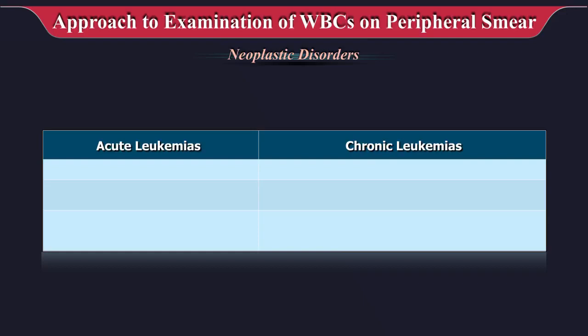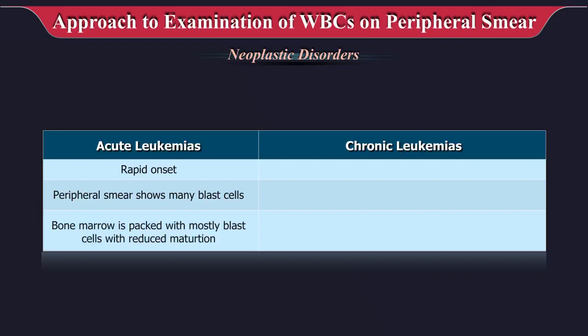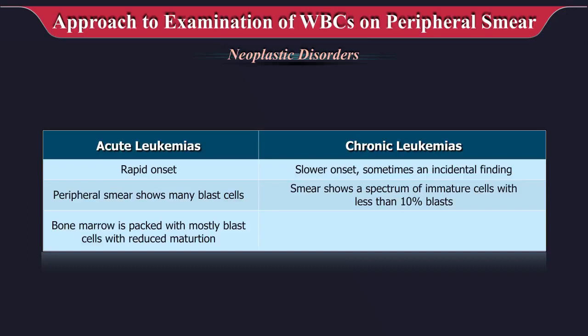Acute leukemias have a rapid onset, the peripheral smear shows many blast cells, and the bone marrow is packed with mostly blast cells with reduced maturation. The chronic leukemias have a slower onset. Sometimes they are discovered as an incidental finding. The smears show a spectrum of immature cells with less than 10% blast. Bone marrow is hypercellular with all stages represented.